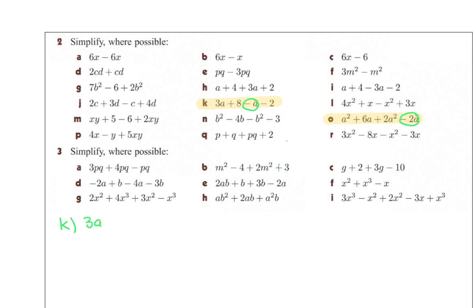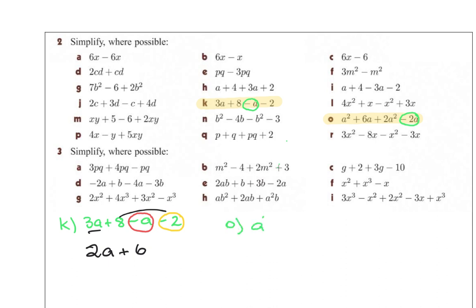Okay, so K, we've got 3a plus 8 minus a minus 2. Okay, so the minus a is a whole package. The minus is stuck to the a, and the minus 2 is stuck together as well. So let's do the negative a and the 3a first. So that's 3a minus a gives us 2a, and then 8 minus 2 gives us 6.